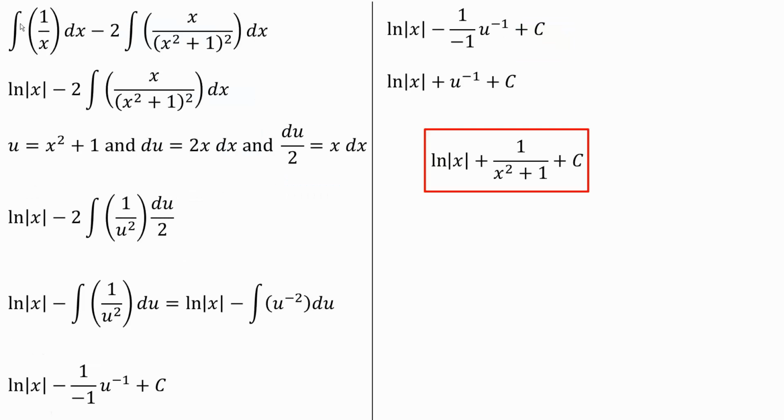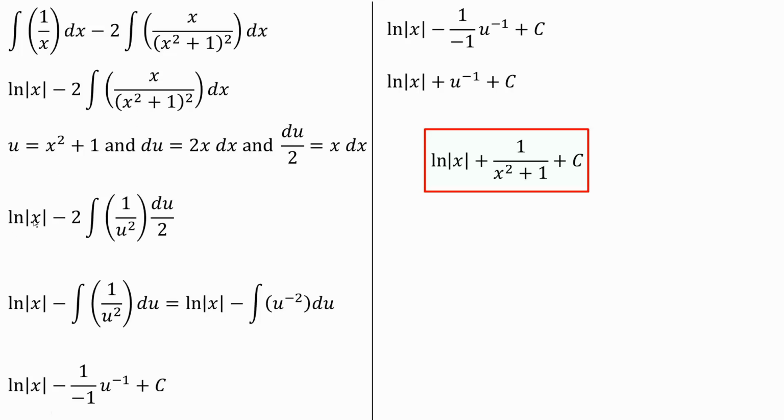Now this first piece is easy to integrate. So the integral of 1 divided by x dx would be ln absolute value of x. Now this piece right here, we need to do the u substitution. So we can say that u is equal to x squared plus 1. Then our du becomes 2x dx. And so we can say that du divided by 2 is equal to x dx. And so now this piece right here, x and dx, will get swapped with du divided by 2. And this piece inside, x squared plus 1, will get swapped with u.